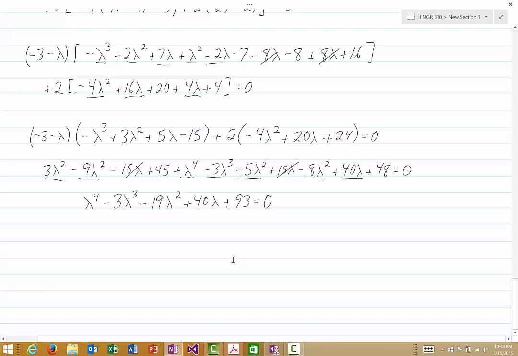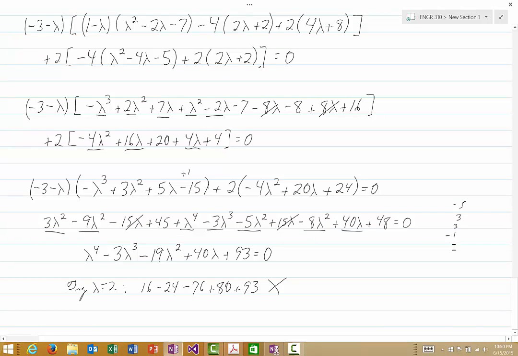And if we just start trying a few values, if you try lambda equals 1, you can see 1 minus 3 is negative 2, minus 19 is negative 21, negative 21 and 40 would be 19 plus 93, that's certainly not equal to 0. So 1 won't work. What about 2? We would get 16 here. So if we try lambda equals 2, we would get 16 minus 3 times 8 would be minus 24, minus 19 times 4 would be minus 76, plus 2 times 40 would be plus 80, plus 93, and that's not going to work. So rather than bore you with all the details, let me stop the video now, and I'll try my own, as you should as well, and we'll try to find out some roots here.